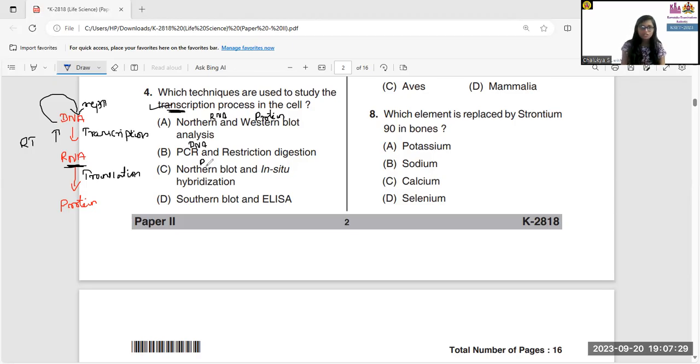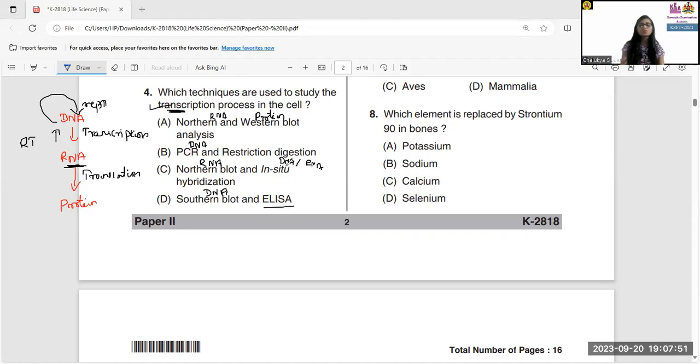So northern blotting is for RNA, and in situ hybridization is also for the localization of a nucleic acid, for both DNA as well as RNA. Southern blotting is for DNA, and the ELISA test for AIDS is also for RNA.